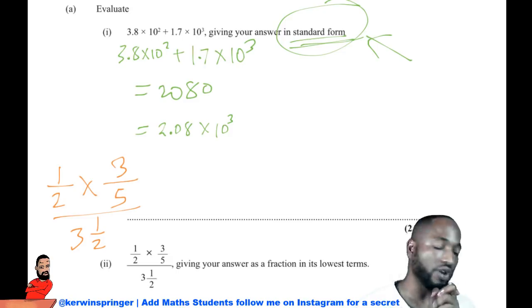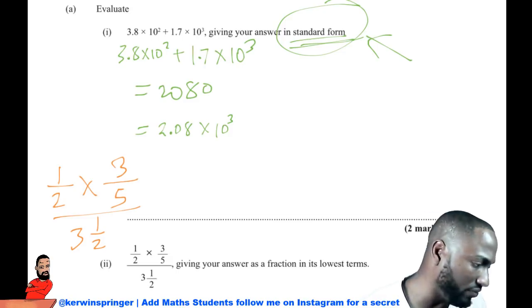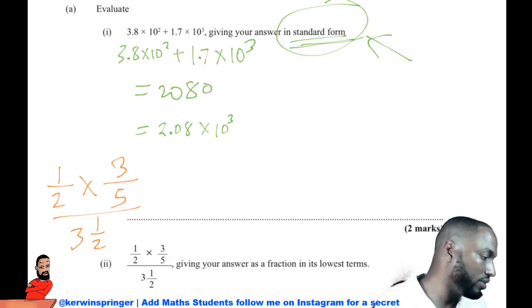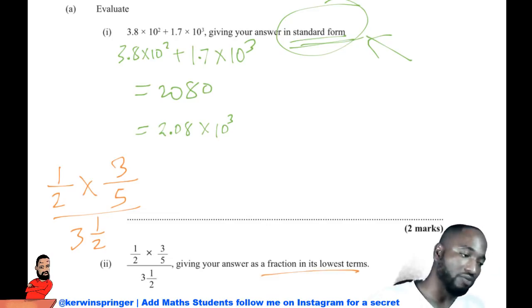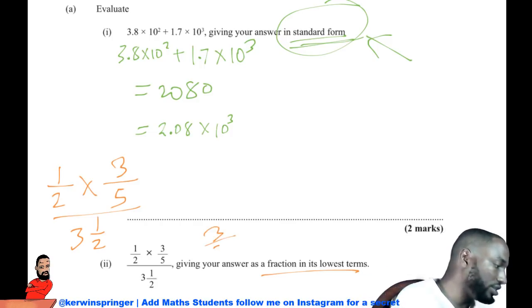Right. So do these fractions. Everybody getting 3 and 3 over 35. Giving your answer as a fraction in its lowest term, so you just leave it as 3 and 3 over 35. Nobody gave me a decimal, so that's good. The answer is 3 and 3 over 35.